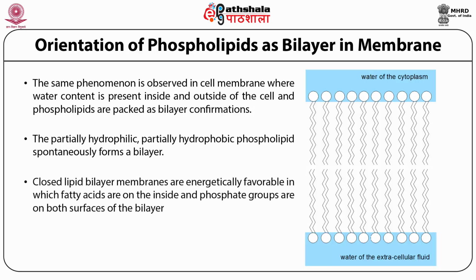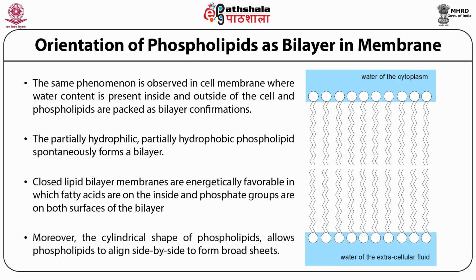Closed lipid bilayer membranes are energetically favorable, in which fatty acids are on the inside and the phosphate groups are on both the surfaces of the bilayer. Moreover, the cylindrical shape of phospholipids allows phospholipids to align side by side to form a broad sheet of membrane, which after some time becomes circular.